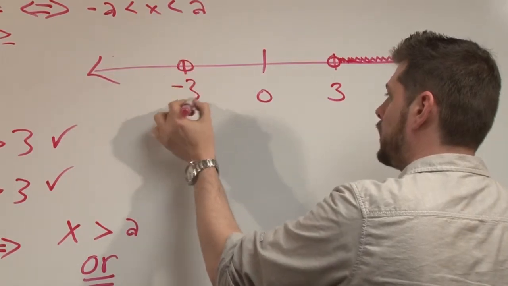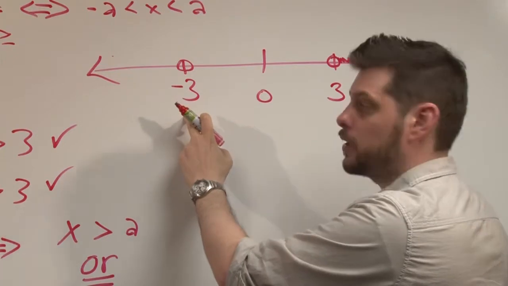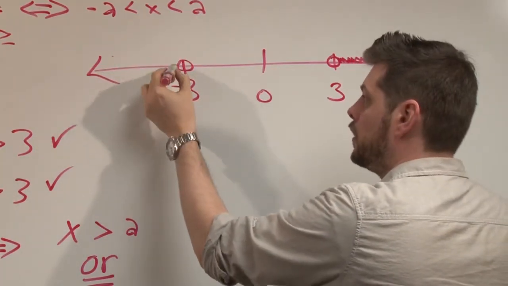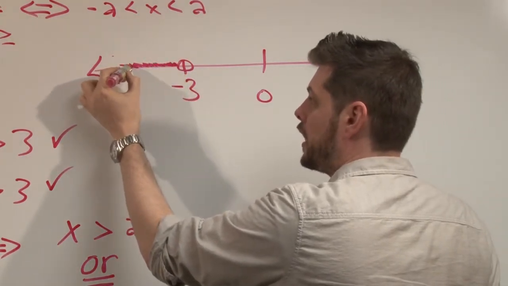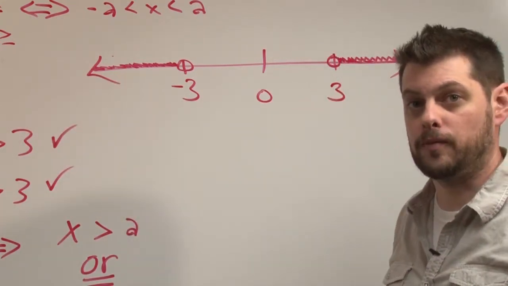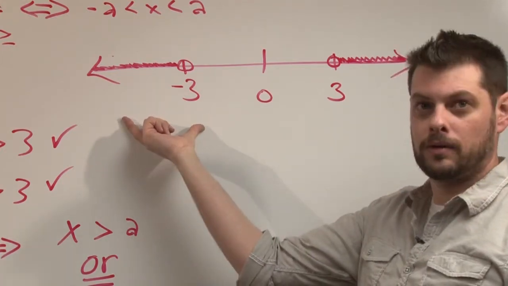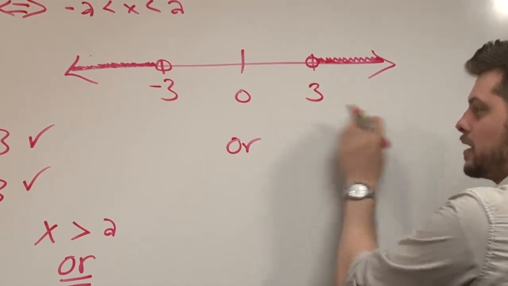So if I have the point negative 3, again, for the same reasons, I can't include negative 3 because I don't have an equality here. So I have to indicate that by circling the point around negative 3. But all of those numbers that are less than negative 3, like negative 4, negative 5, all the way out to negative infinity, those numbers are also part of my solution set. So I have this set of numbers, or this set of numbers.